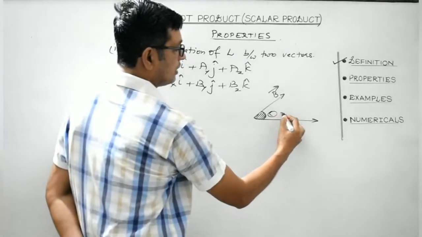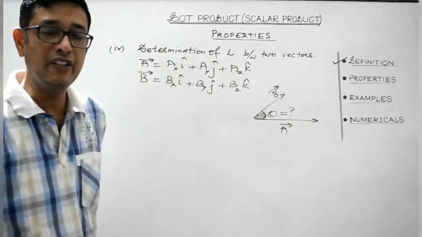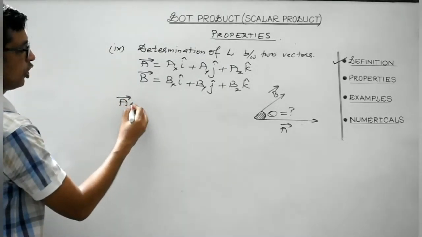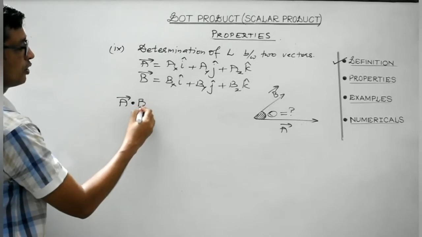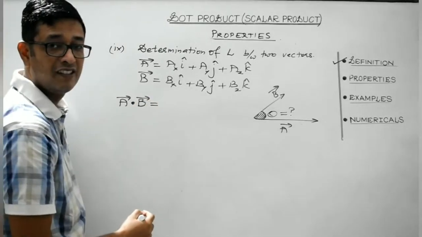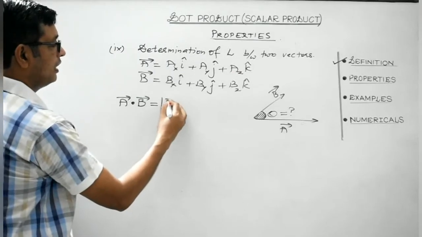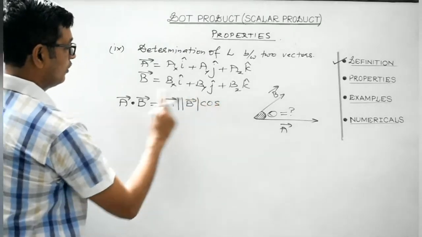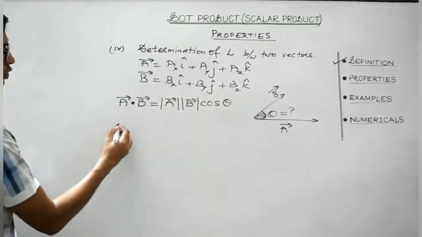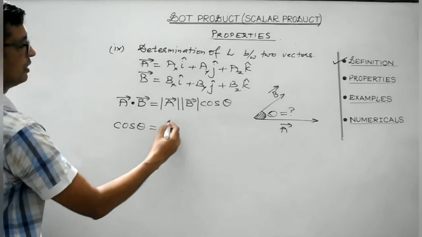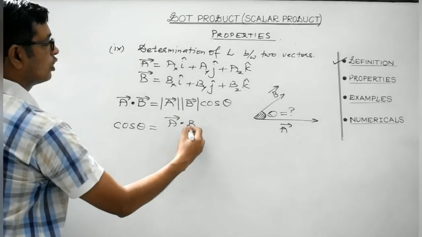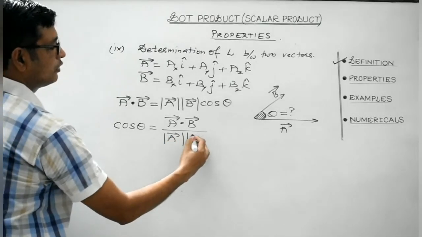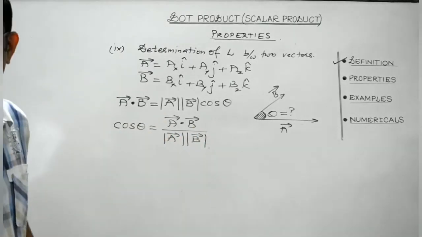So how to find this angle if the two vectors are given in their rectangular components? By definition, the dot product, or the inner product, or the scalar product of two vectors is given by the product of the magnitude of A vector, the magnitude of B vector, and the cosine of the angle between them. So from here, cos theta can be written as A vector dot B vector divided by the magnitude of A multiplied by the magnitude of B. Clear, students?